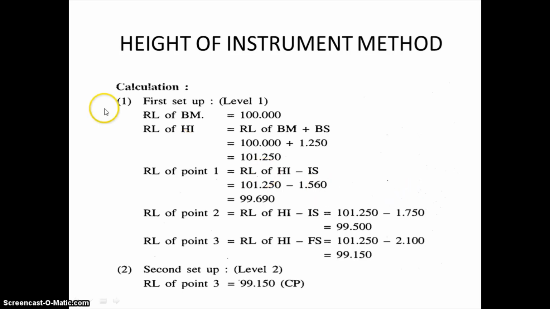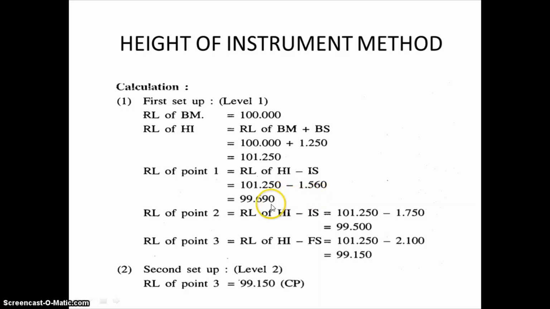You can see the calculation is already given. I have already explained it also. But again, you can see it just for reference. RL of benchmark is 100. So RL of HI, what will it be? RL of benchmark plus backside, 100 plus 1.250. That is 101.250. So RL of point 1 station, how will you get? RL of HI minus IS value. That is 101.250 minus 1.560.